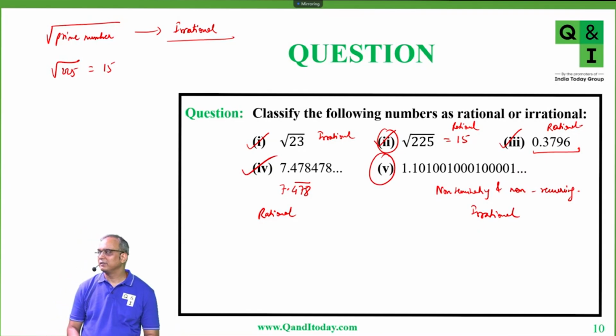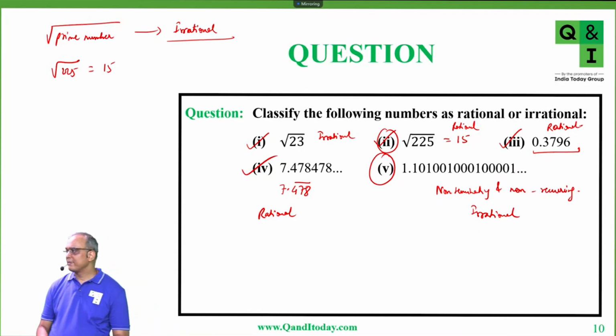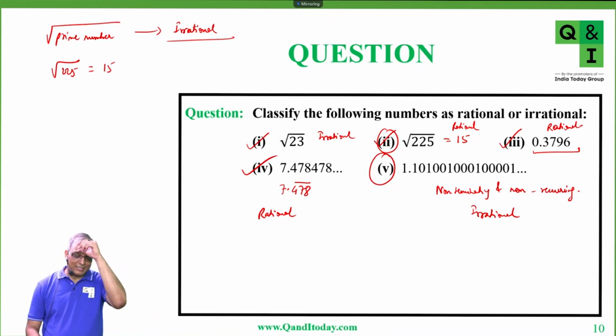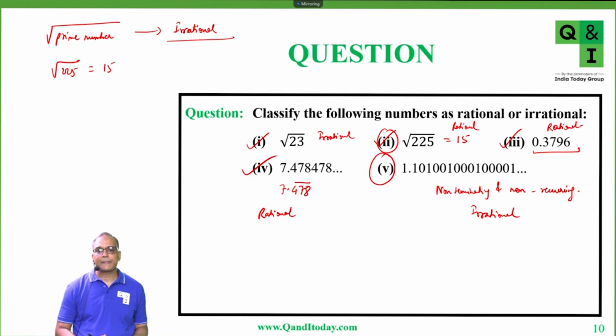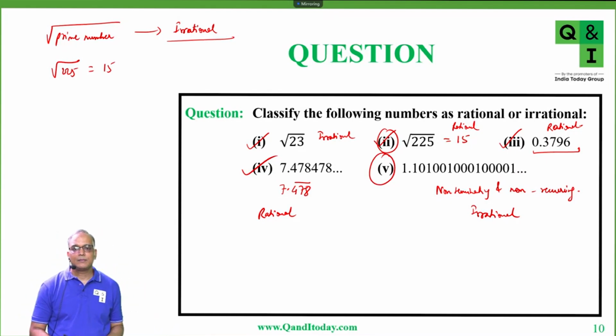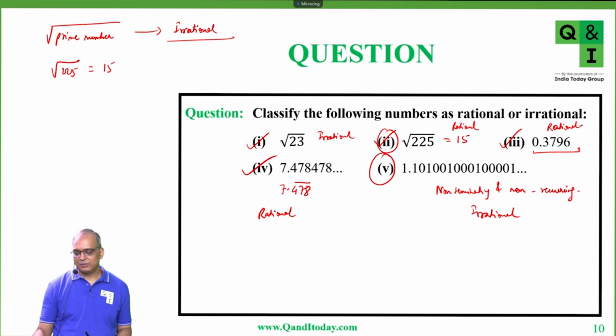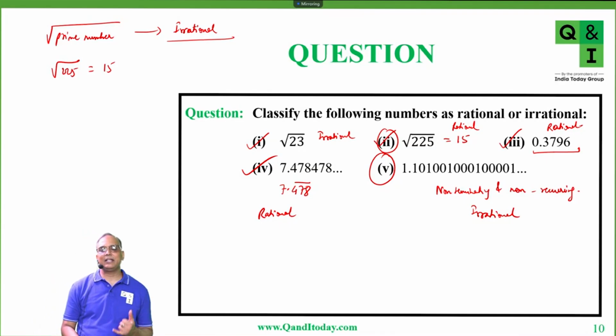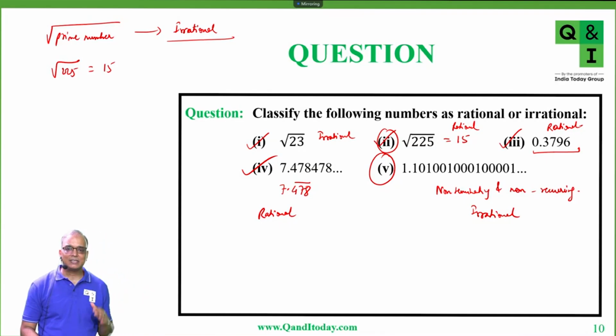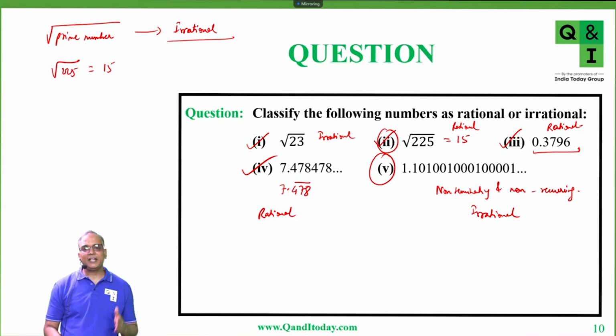Very good. Is this clear to everyone? Yes, sir. Let's move to the next one now. I hope everyone has written this. So terminating decimals and non-terminating and recurring decimals are rational. Non-terminating and non-recurring decimals will always be irrational.